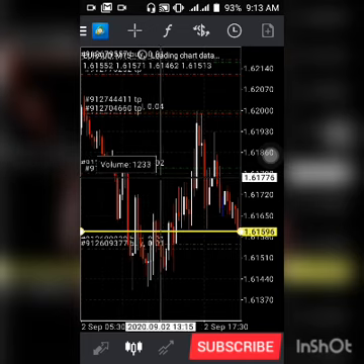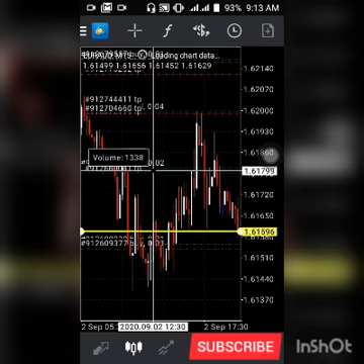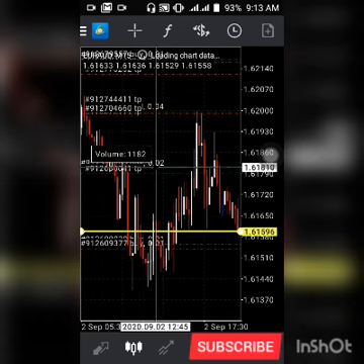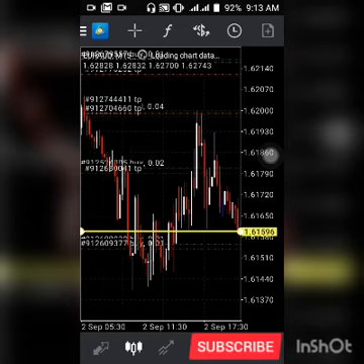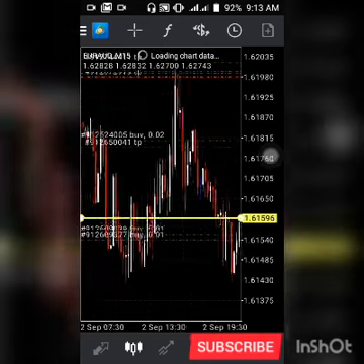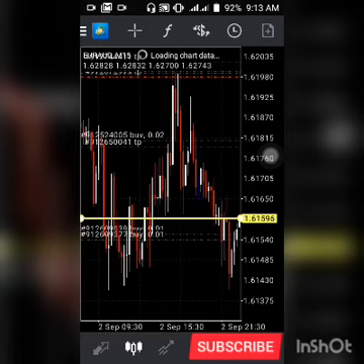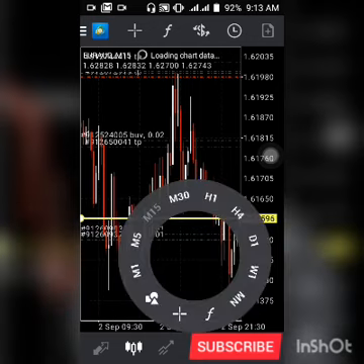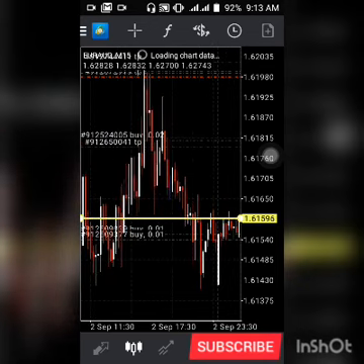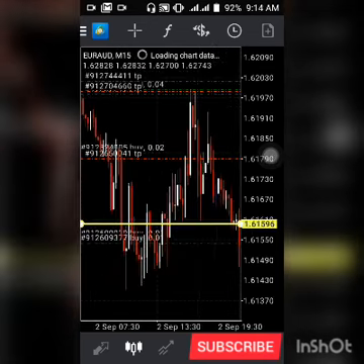So for your entry, you have to wait for price to break the last order block before the main move. When price breaks it, that's where you enter. So for this trade that I entered in, if you can see, our price broke the order block and came back for a retest. That was where I entered here. It broke it and came back for a retest.